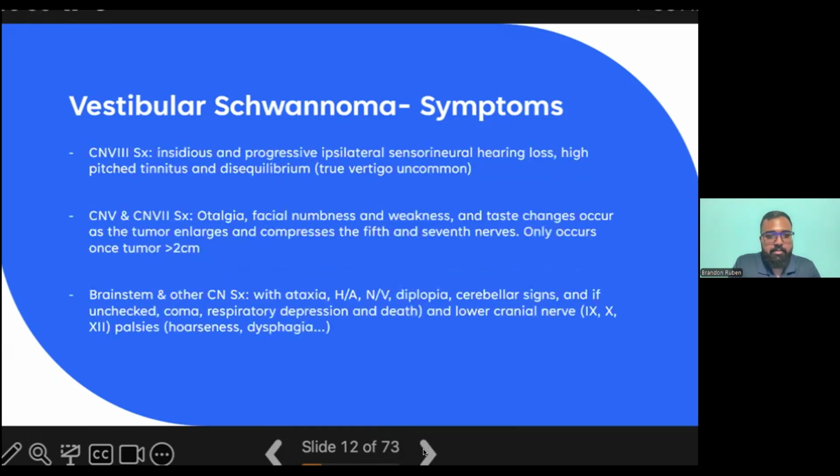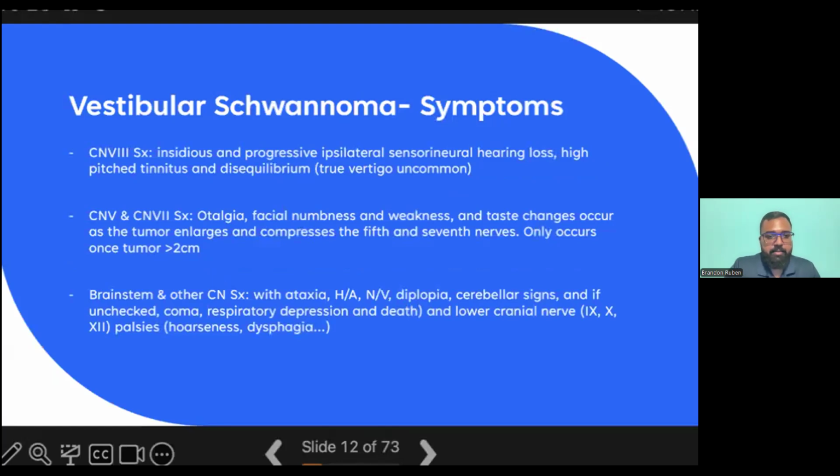Cranial nerve 8 symptoms make up the most common triad of symptoms, which is the insidious progressive ipsilateral sensorineural hearing loss, high-pitched tinnitus, and disequilibrium. Cranial nerve 5 and 7 involvement gives you otalgia, facial numbness and weakness, and taste changes can occur as the tumor enlarges and compresses the fifth and seventh nerves. They only occur once the tumor is greater than 2 centimeters.